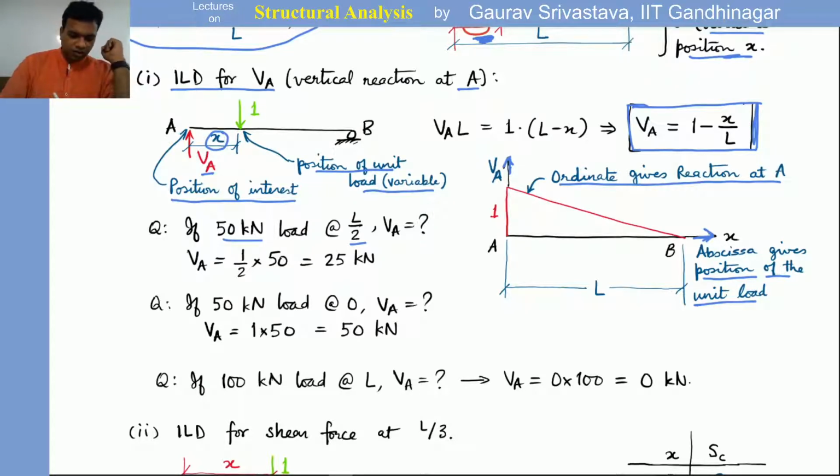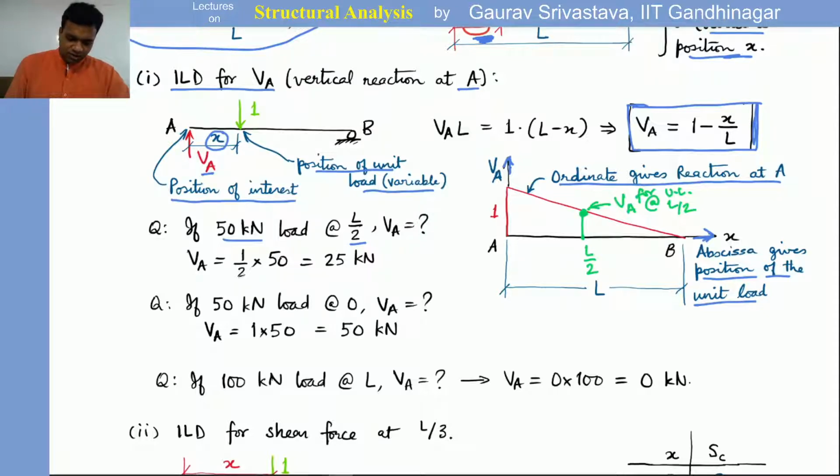Okay, so the way we can use the influence line diagram for calculating is that we find the position of L by 2 on the IL. We move up and find the corresponding ordinate. So this will be VA for the unit load at L by 2. This ordinate value will give the value of VA when the unit load is placed at L by 2. From this triangle, it can be calculated, that comes out to half.